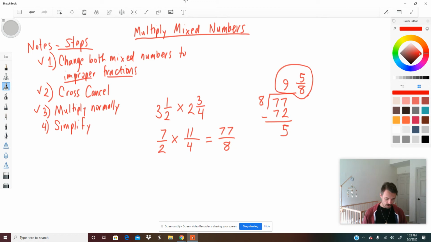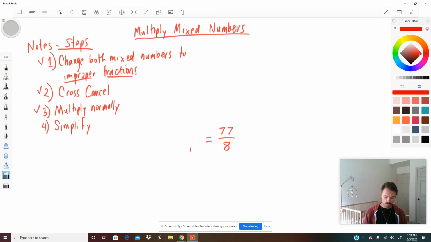Let's do another example together. Erase this. Okay. Let's do 4 1/2 times 2 1/4. Okay. First step, change both mixed numbers to improper fractions. 4 times 2 is 8, plus 1 is 9. So 9 halves, because the denominator stays the same. Times 2 times 4 is 8, plus 1 is 9. And the denominator stays the same.